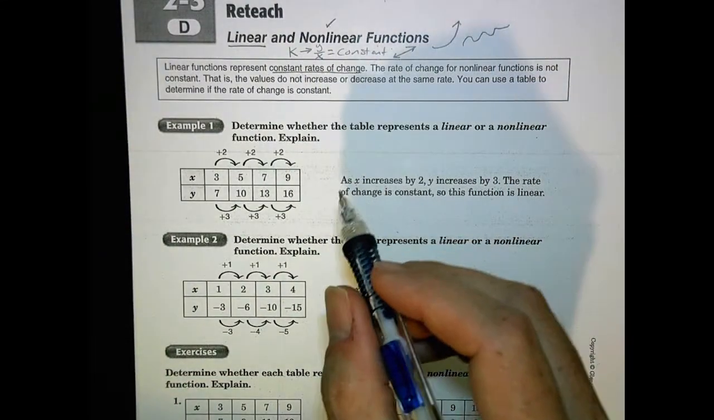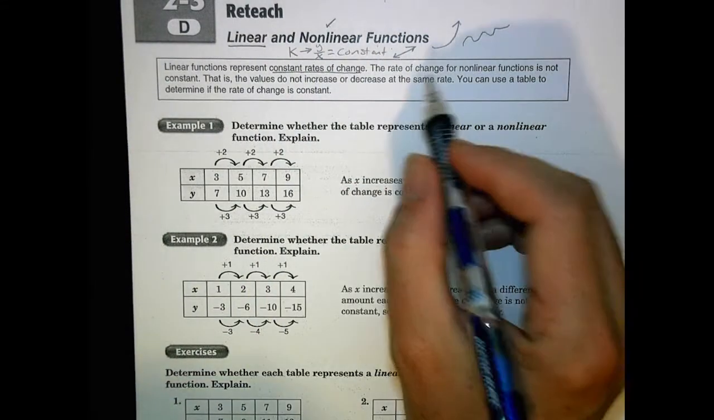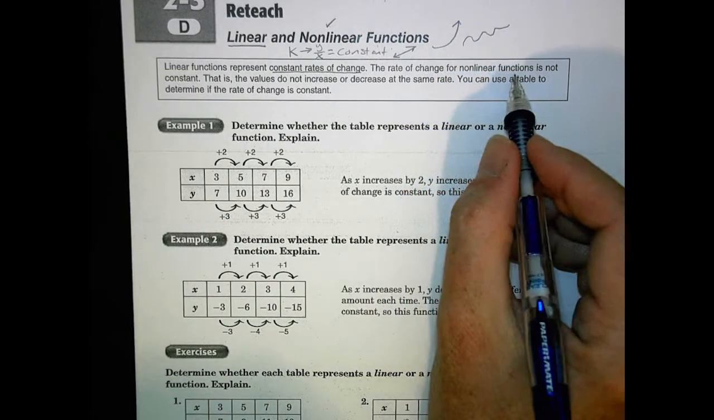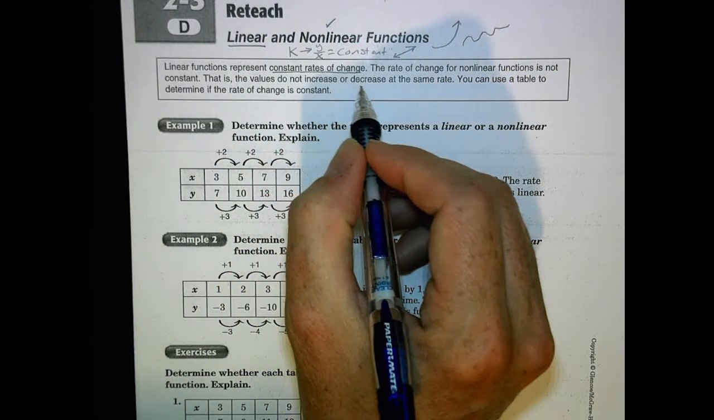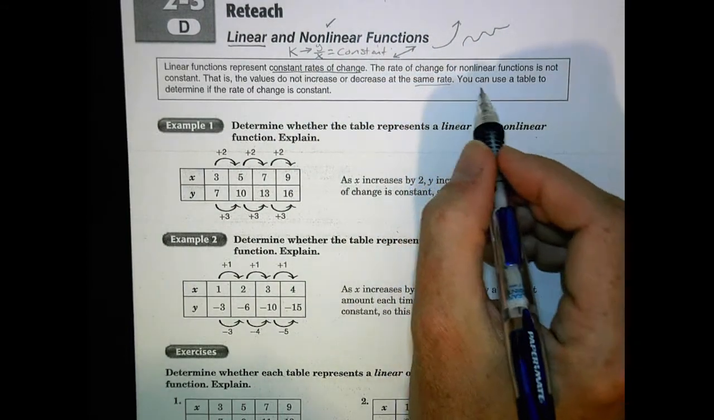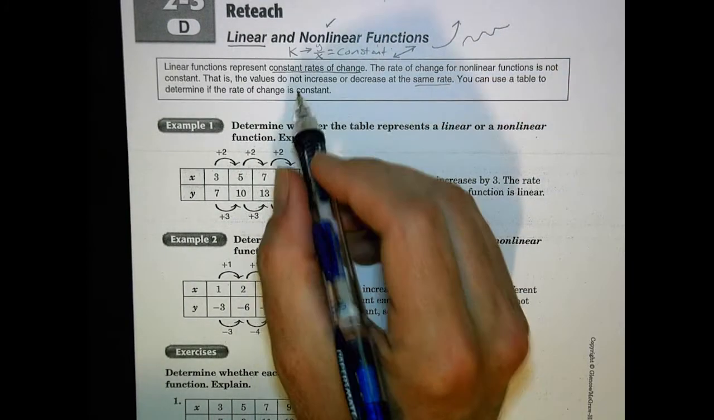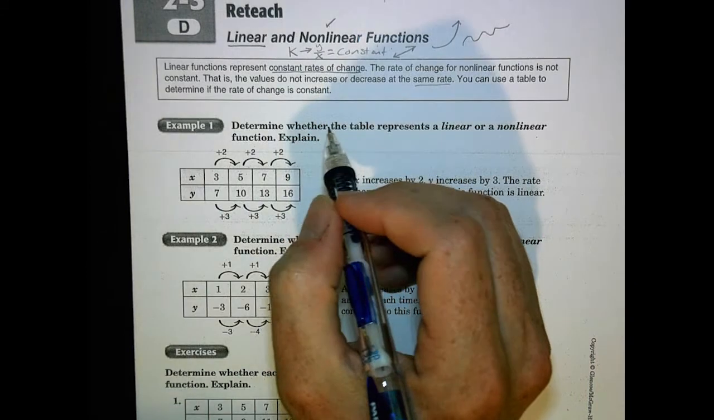Okay, so you find that out by looking at patterns and things like that. The rate of change for nonlinear functions is not constant. That is, the values do not increase or decrease at the same rate. You can use a table to determine if the rate of change is constant. And that's really all today's lesson is.